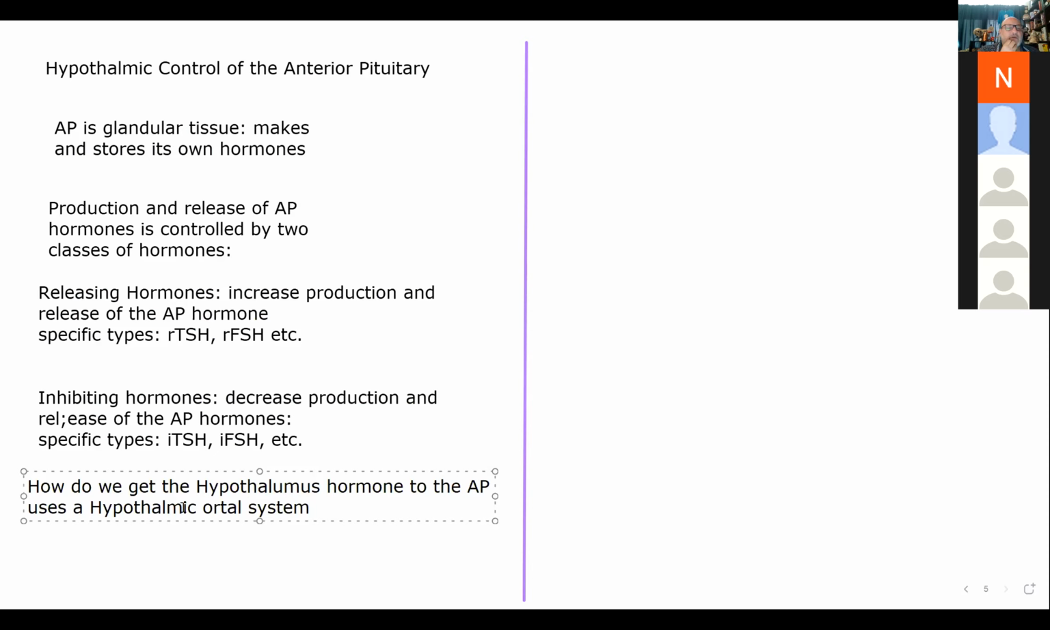Hypophyseal portal system? Yeah, or hypophyseal, that would work as well. Remember, hypophysis is just a fancy name for pituitary gland. Portal system is that second capillary. So basically, it's a two capillary system where we have two capillaries connected together.